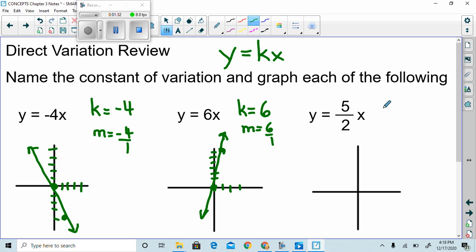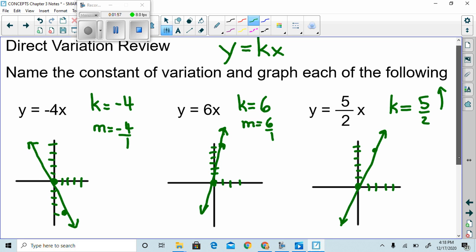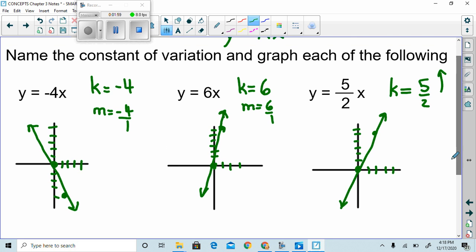Last one on this type, if I have y is equal to kx, my k here is 5 over 2. Start graphing at the origin. My slope is a ratio of rise over run. It tells me it's positive. Count up 5. 1, 2, 3, 4, 5, and over 1, 2. And there's your graph. Now what if I asked you to find the constant?